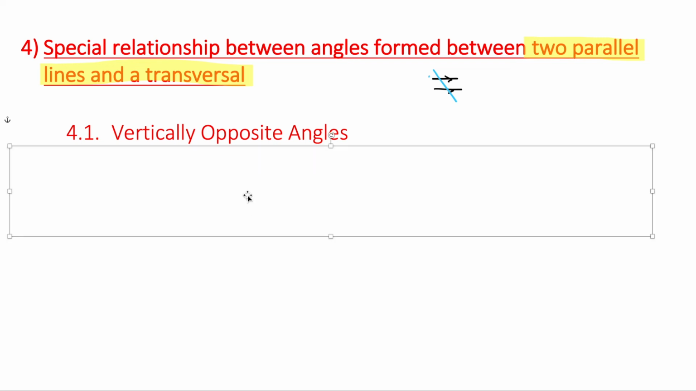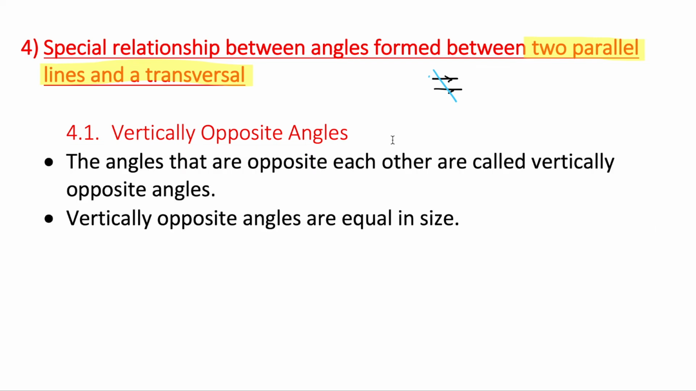Okay, so let's read first the definition. If you don't understand 100% the definition, it doesn't matter, copy it down, then I'm going to do an example, and then you go back to what I have written as a definition and see if you understand it. So it says, the angles that are opposite each other are called vertically opposite angles. Vertically opposite angles are equal in size. This is super important. Vertically opposite angles are equal in size.